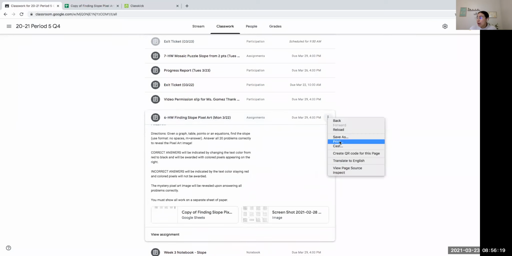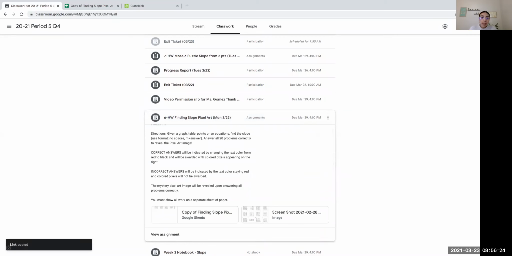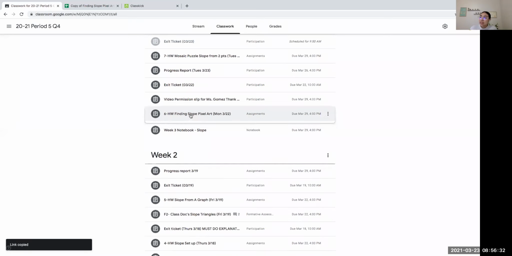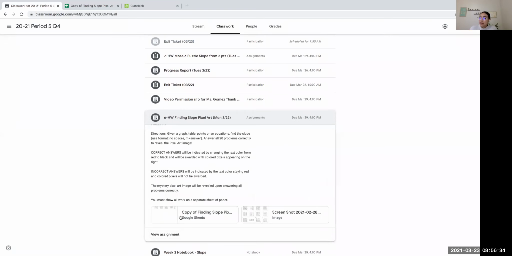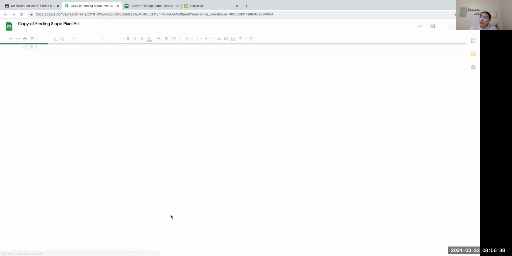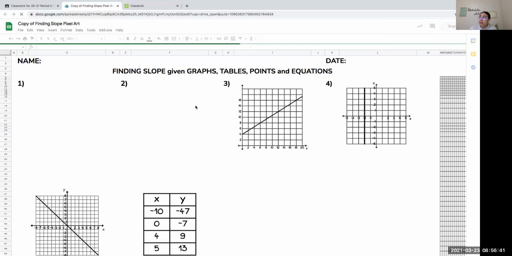So we are going to be working through your homework from yesterday, your pixel art. I am going to grab that link and put it in the chat for everyone to access, or if you are in Google Classroom, then that is homework assignment number 6. If you click on the section where it says copy, it actually takes you to the Google Sheets. So it should open up this way.